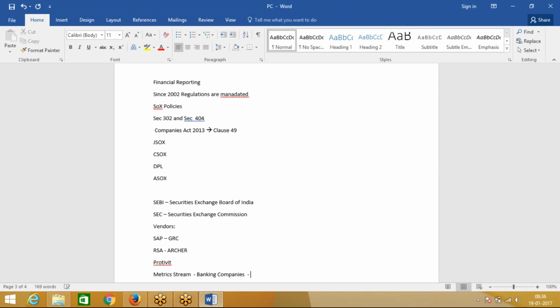Like Bank of America, which has a lot of regions. In a few of the regions they use MetricStream, and in certain areas of Bank of America you can also find the RSA Archer tool. Normal regular customers and small scale businesses prefer this one. So GRC is the main one.